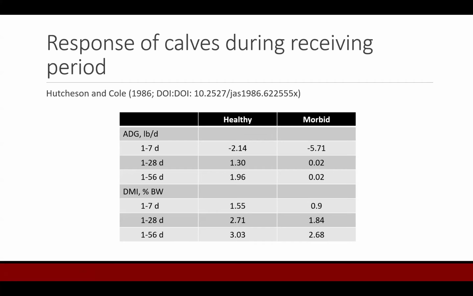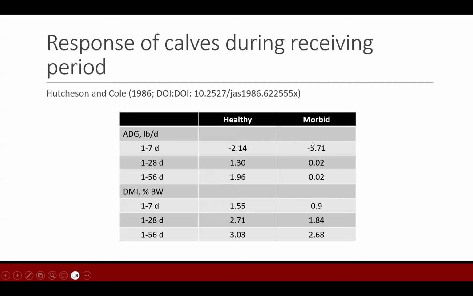So that was classically called shipping fever. Okay. So here they had healthy cattle versus morbid cattle, those cattle that were classified as ill sometime during the receiving period. All cattle within that first 7 days lost weight. Healthy cattle lost about half as much weight as morbid cattle.